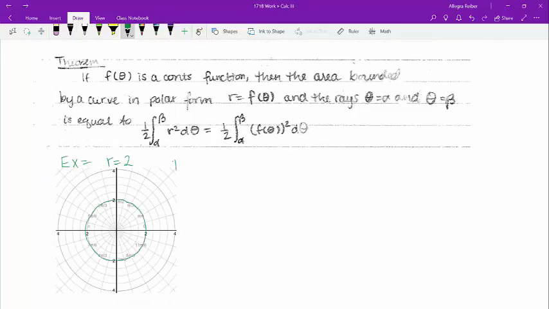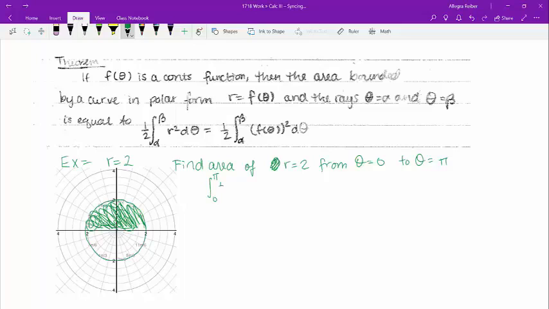Let's just find the area swept out from theta equals 0 to theta equals pi. Notice that would be a half circle. We're talking about sweeping out and getting this area. So using the polar form, that's the integral from 0 to pi of 1/2 f of theta, which is 2, so 2 squared d theta.